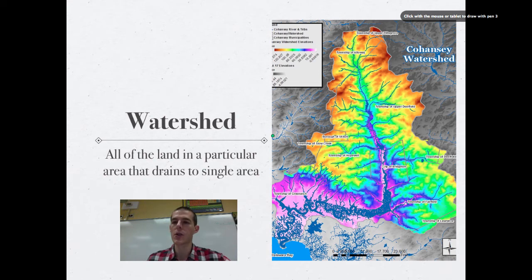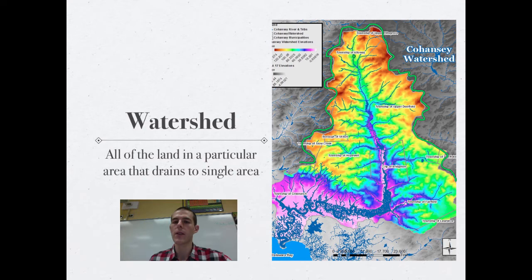Right here we have an illustration. This illustration shows the Cohansey watershed, and basically what you can see here is this whole area right here that is colored lies in a valley. So you would have essentially mountains all the way around this thing, or at least an area of higher elevation. And as it rains and snows, all of the water that falls on the mountains ends up running into this watershed. So you can see that there are many different sizes of streams and creeks.